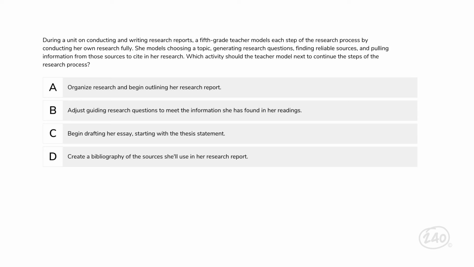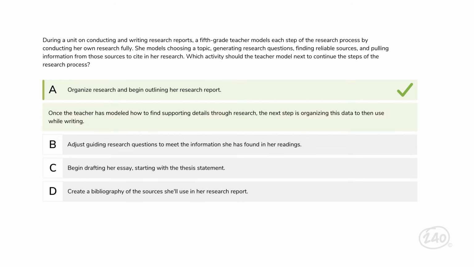Organize research and begin outlining her research report. Adjust guiding research questions to meet the information she has found in her readings. Begin drafting her essay, starting with a thesis statement. Create a bibliography of the sources she'll use in her research report. This is the correct answer.